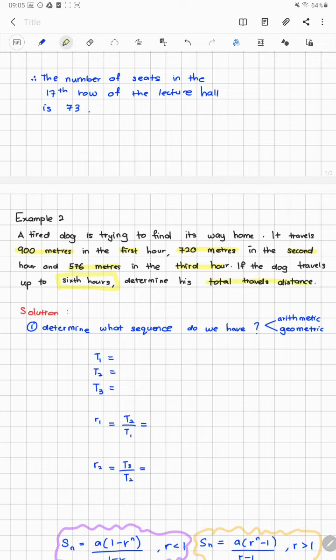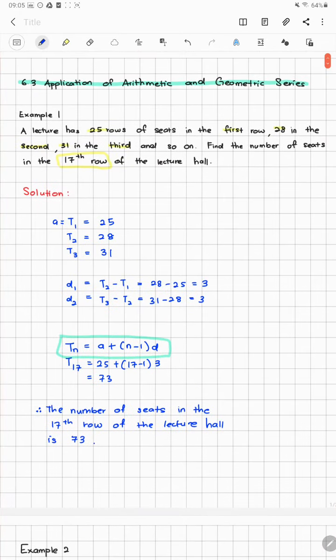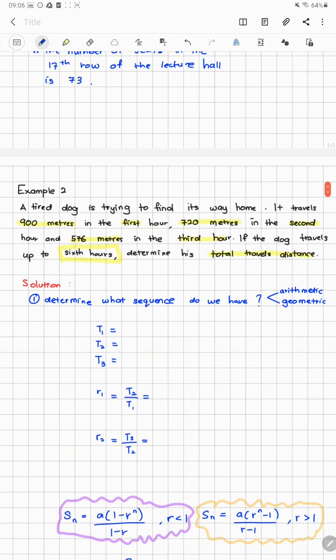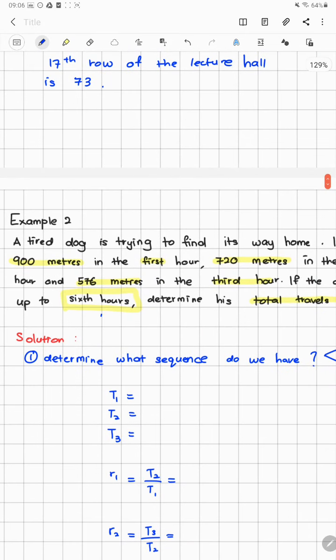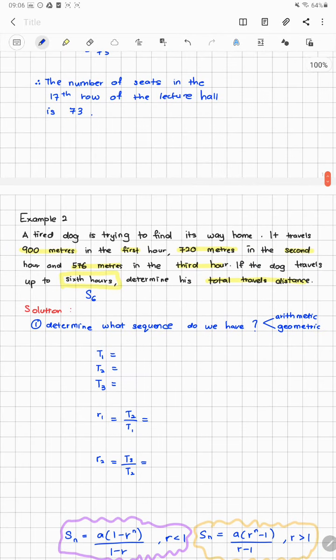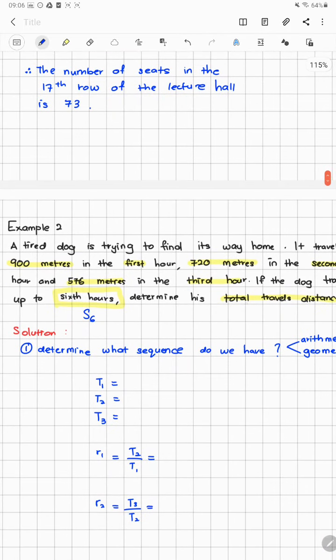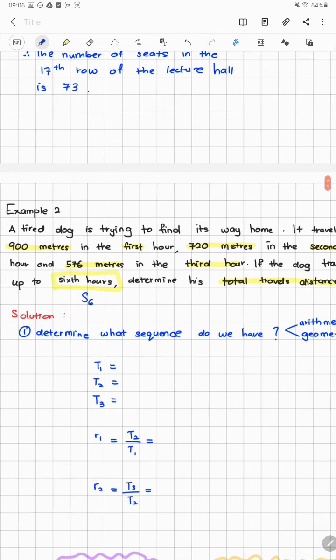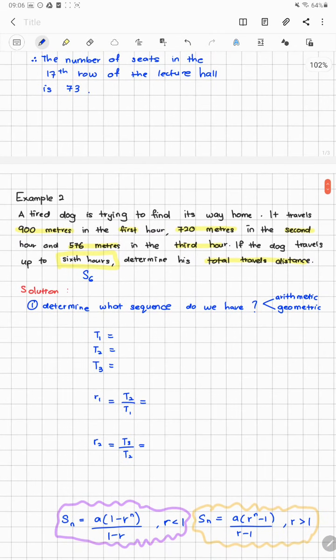It means we add up the whole 6 hours. You must understand that in the previous example they didn't want the sum, they wanted the 70th row, T70. Here they want S6. When they say travel up to 6 hours, find the total, it means sum. So S6. First thing first, determine whether the sequence is arithmetic or geometric.